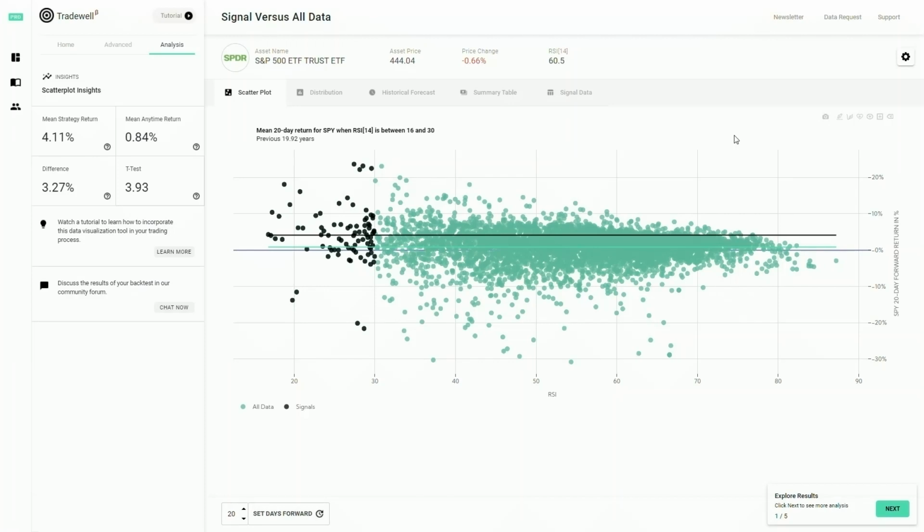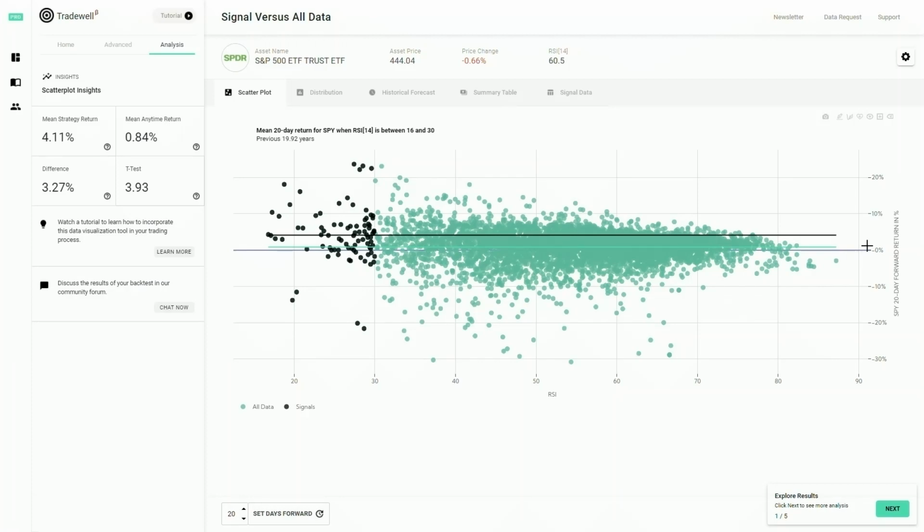If we're considering buying SPY based on RSI signals, we first want to check that going long these signals offers a positive return in whatever time frame we're trading. If we look at the scatter plot, we see our signals represented by the black dots, and the average 20-day return of our signals represented by the black horizontal line. The line is sitting above 0, which tells us that the strategy is a profitable one 20 days out.